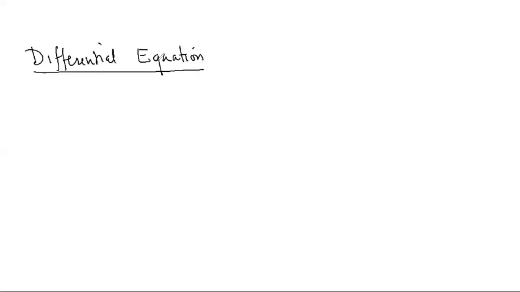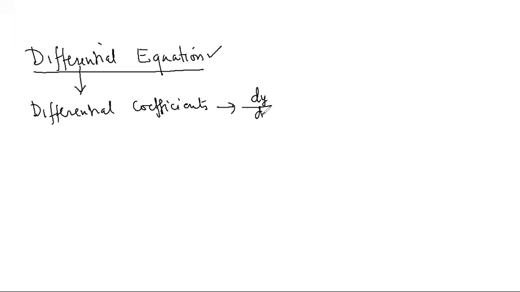First and foremost thing, what is a differential equation? First of all, it is an equation. Second, it contains differential coefficients. Now, what do you mean by differential coefficients? dy by dx, d square y by dx square, or d2y by dx2, d3y by dx3, like this terms are present.